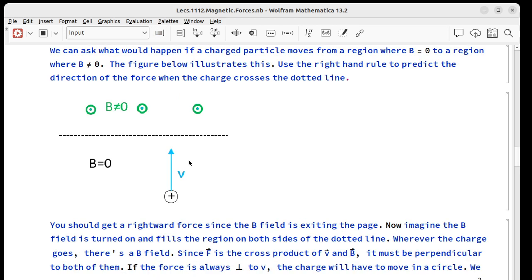Go back and think about this and see that a positive charge moving here is always going to get turned to its right, whichever way it's moving. If the field is out of the page, the charge gets pushed to its own right side.